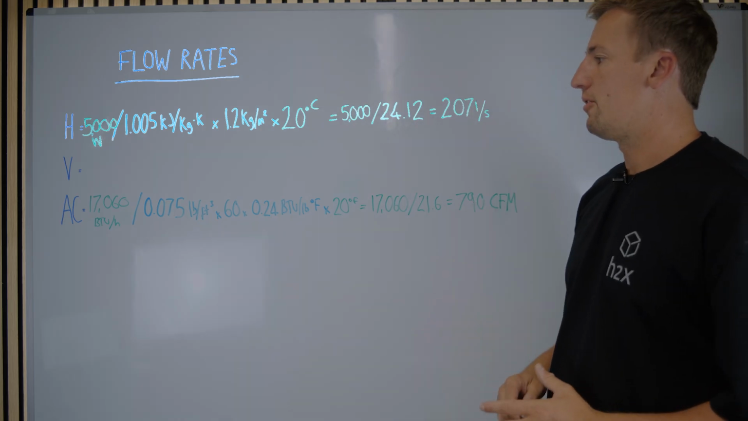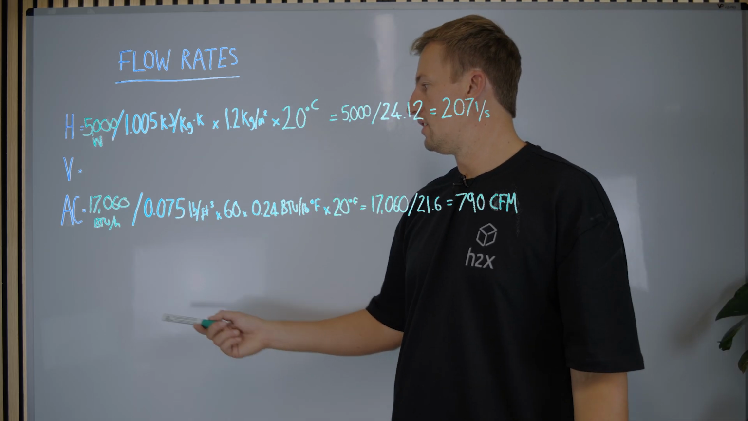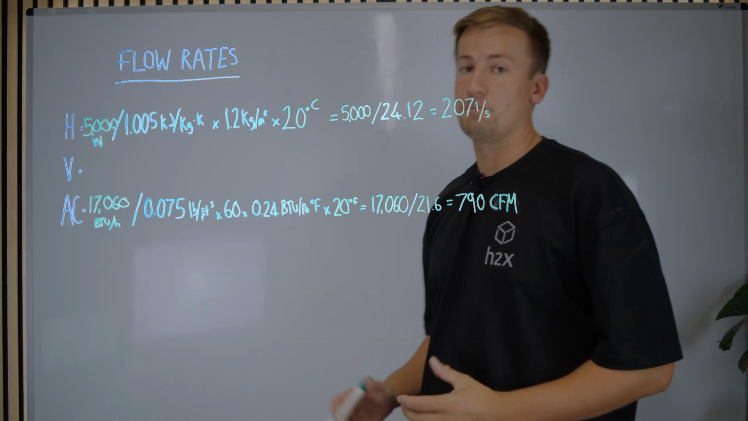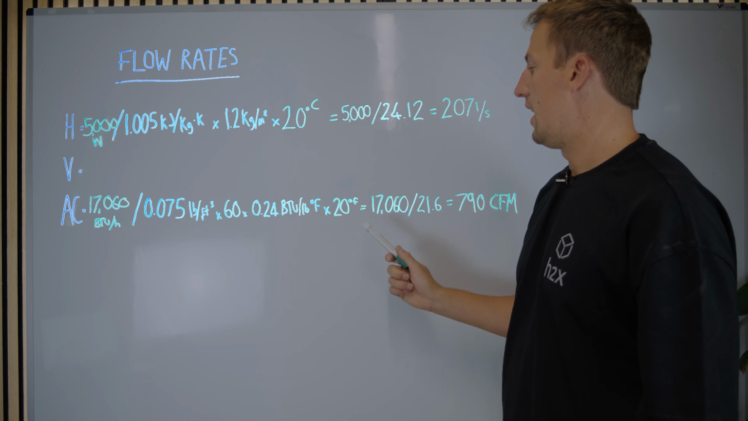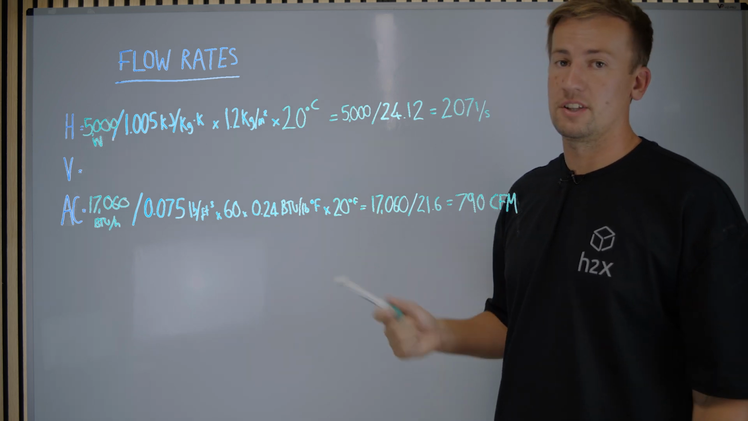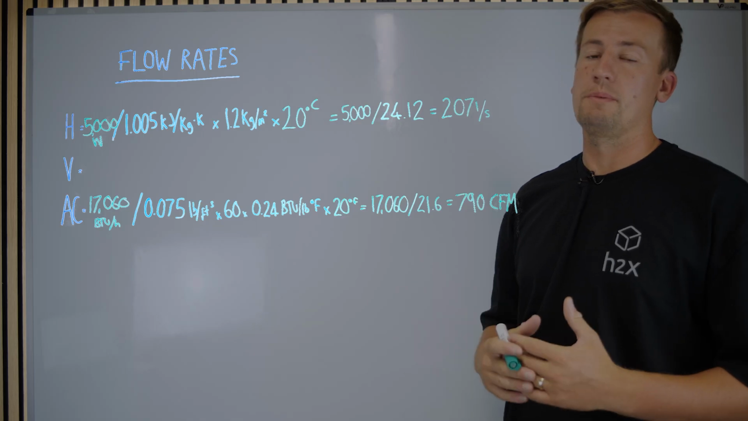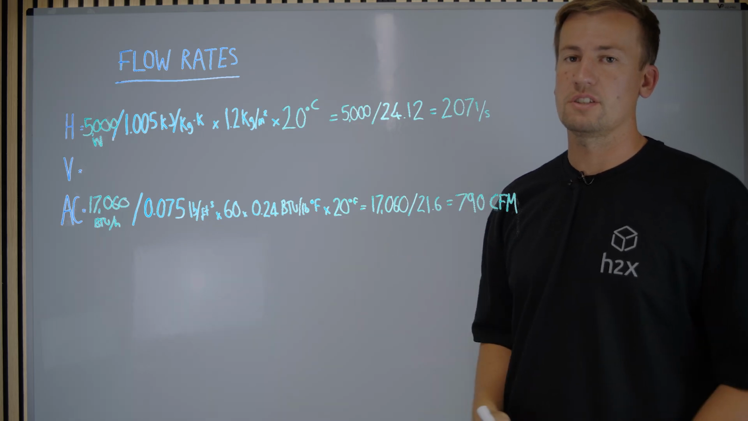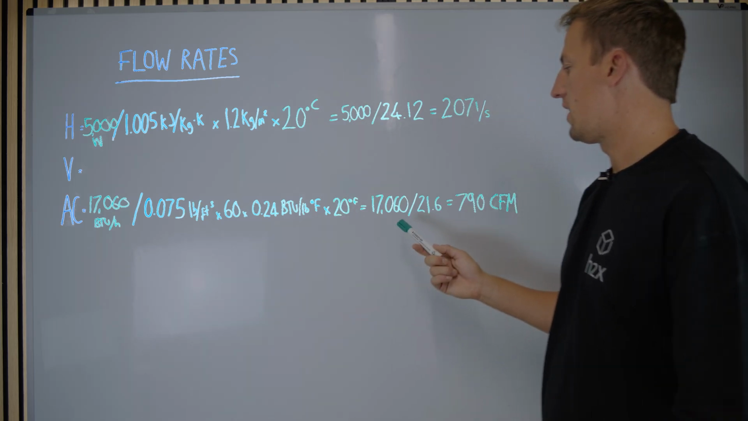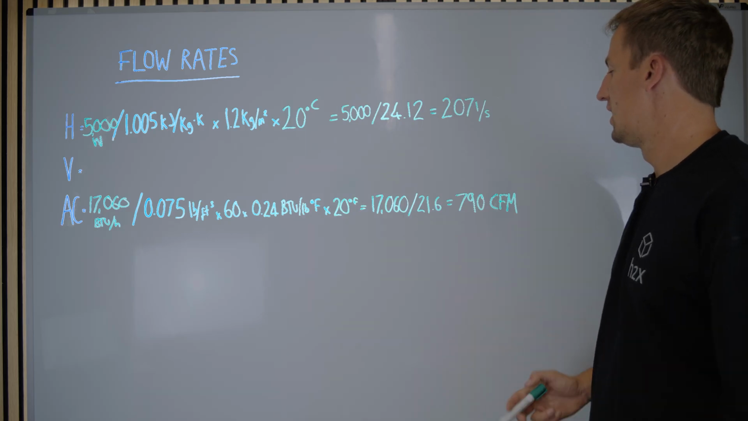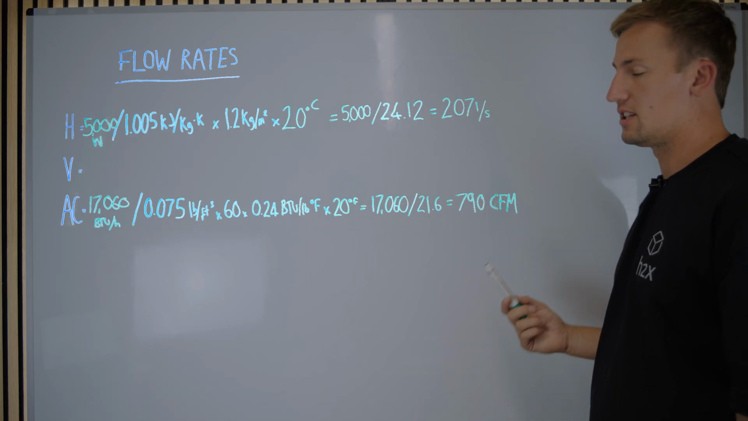Now again, it's the same formula for cooling, we're just doing it in imperial. This time, the load is 17,060 BTUs per hour, and we're also using 20 Fahrenheit for the delta T. So for the cold air maybe coming at 55 and the room temperature 75. We simplify that, we have 17,060 divided by 21.6, and that gives us 790 CFM.